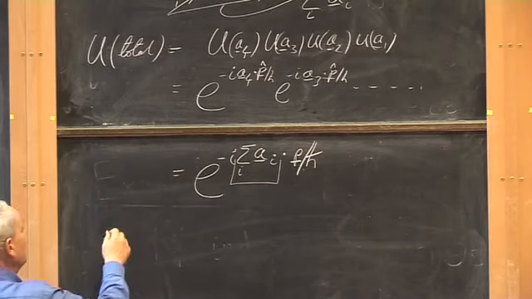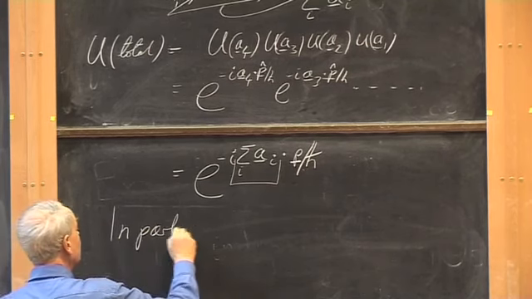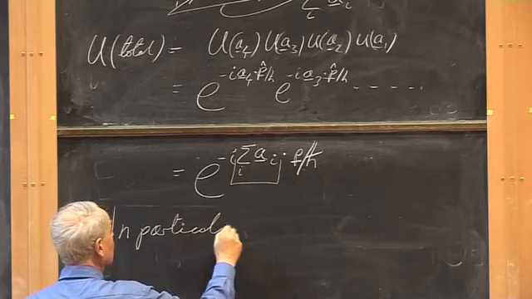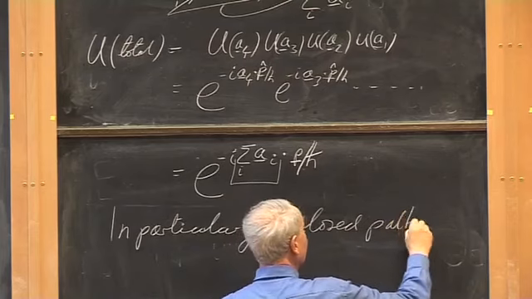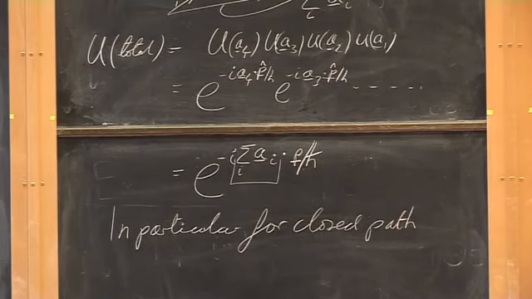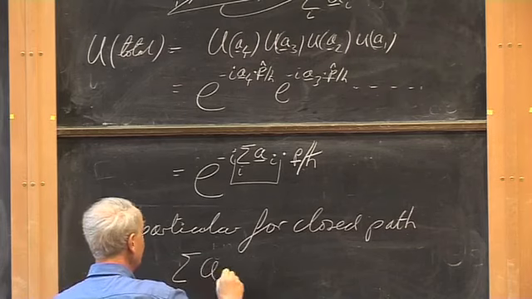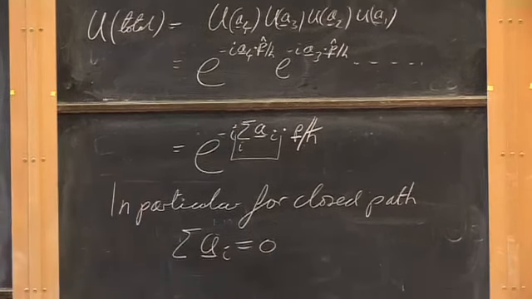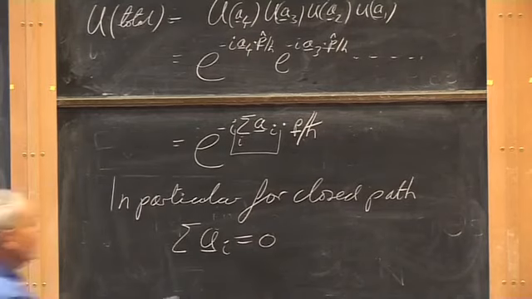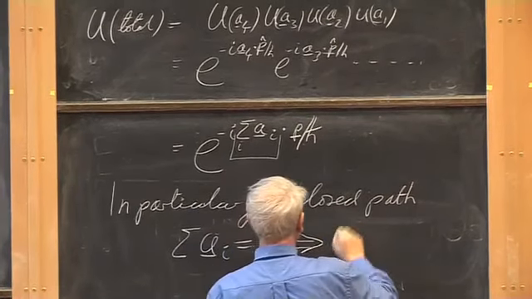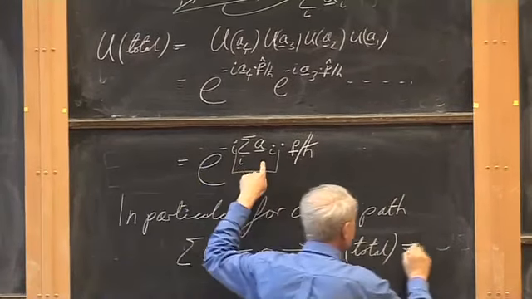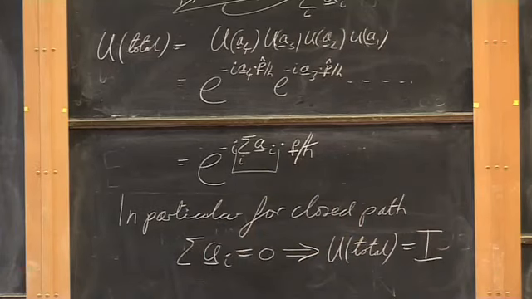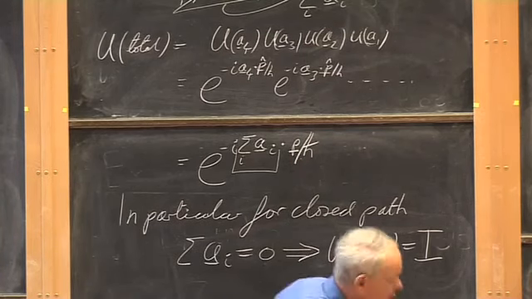And now we say special case. So in particular, for a closed path. So if the path carries you all the way around, what does that mean? It means the sum of the A_i is 0. All the vectors add up to nothing. And that implies immediately that U total, because it's e to the nothing, is the identity transformation. Now that might sound obvious, but you'll see in a minute that that's anything but an obvious result.